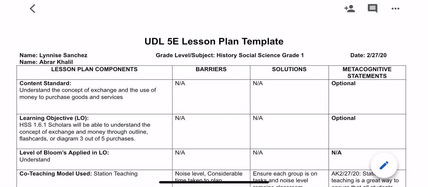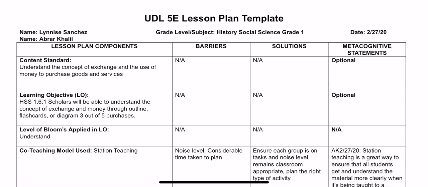So basically, our content standard refers to the fact that students will be able to know how to use money in the real world, with purchases and with different amounts, and how much equals what, and what this dollar bill is versus this quarter, to just understand the differences in money and how to use them. So our level of Bloom that we will be applying is understand.